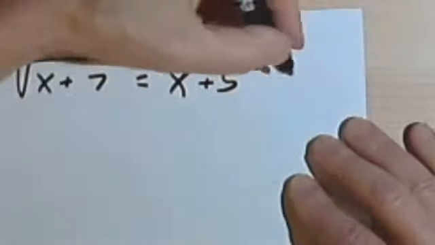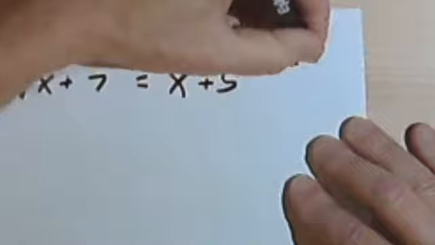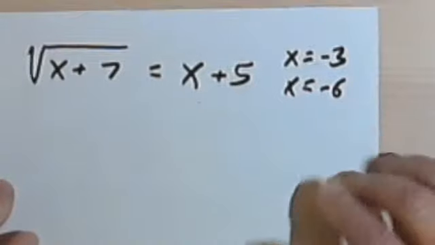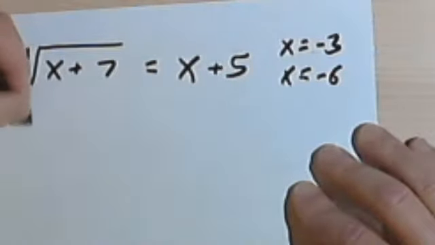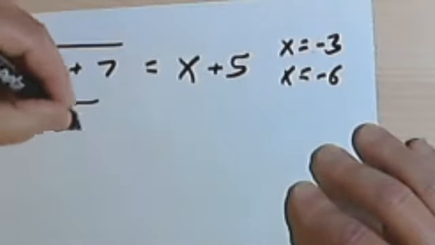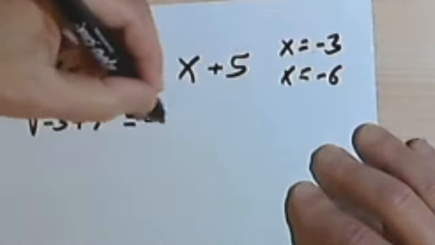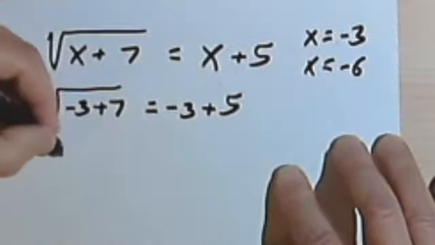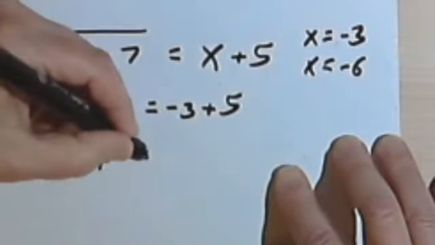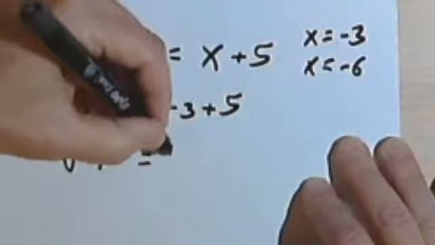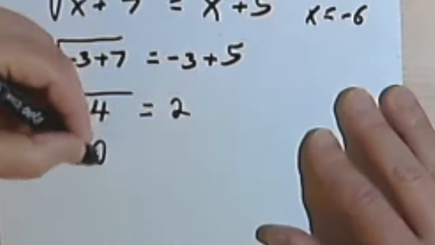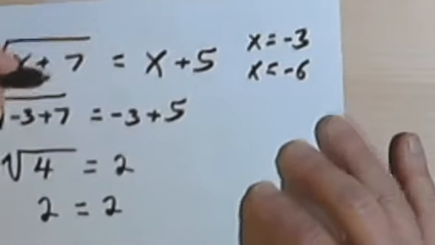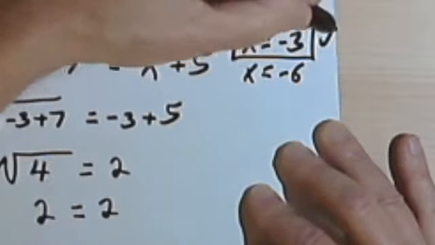So here's the problem again. And I had these two answers, x equals negative 3, x equals negative 6. Let's plug the negative 3 in and see what happens. So we take this and we have the square root of negative 3 plus 7 equals negative 3 plus 5. Negative 3 plus 7 will give me a 4, so I've got the square root of 4 equals negative 3 plus 5 will give me a 2, and the square root of 4 is 2. 2 equals 2. So this answer would check.